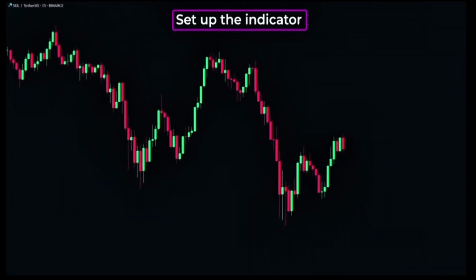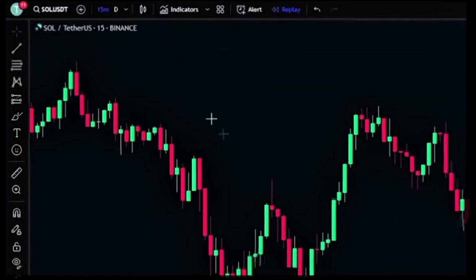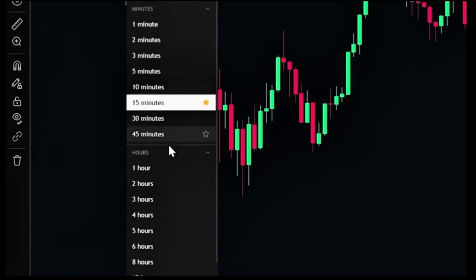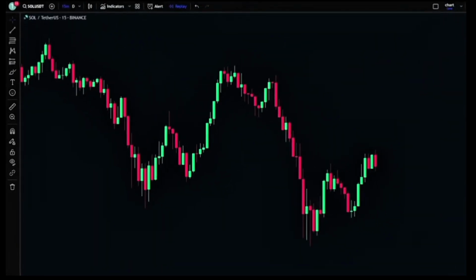First, I'm going to walk you through exactly how to set everything up step by step. The first thing you do is choose a time frame, and I suggest picking something in the middle. Not too short, but not too long either. So anywhere between the 15-minute to the 4-hour time frame works well. In this example, we'll be using the 15-minute. Next, you can choose any asset or chart you like, because this strategy works on pretty much any market. In this case, I'm using the Solana crypto chart.